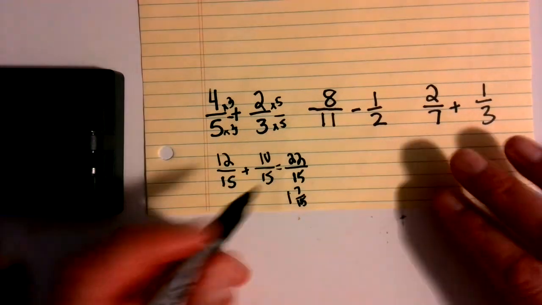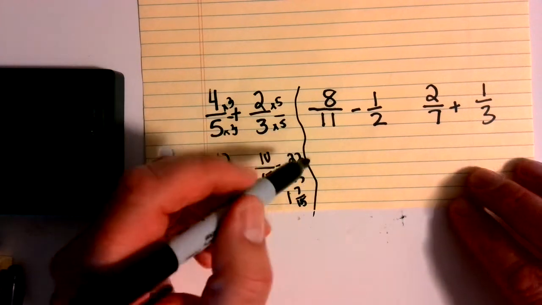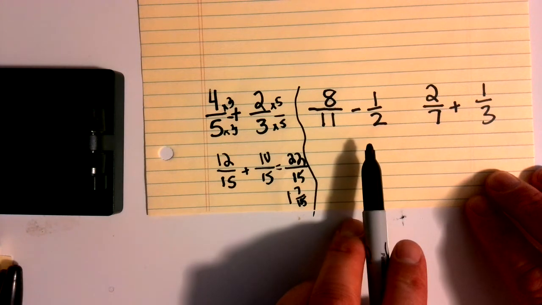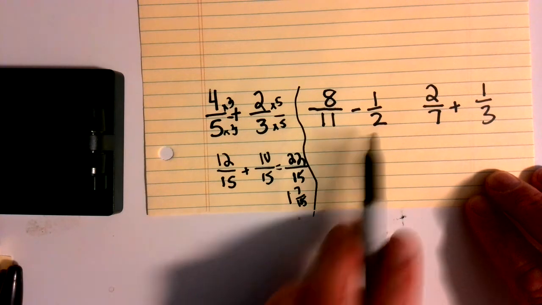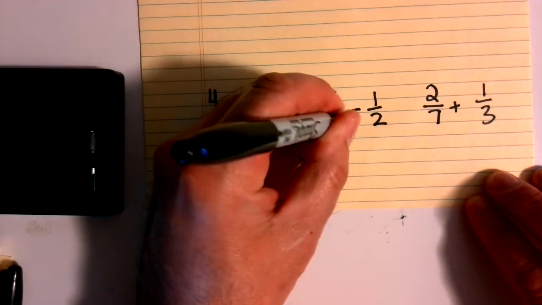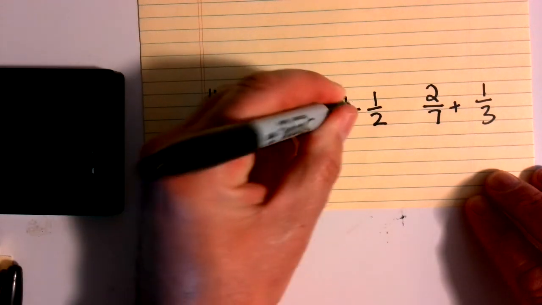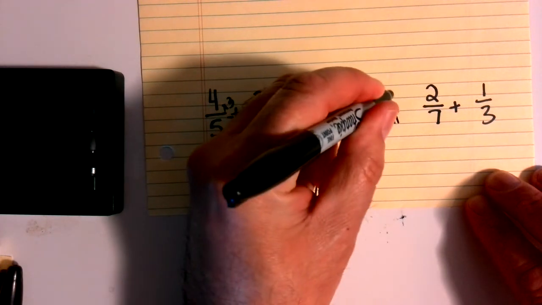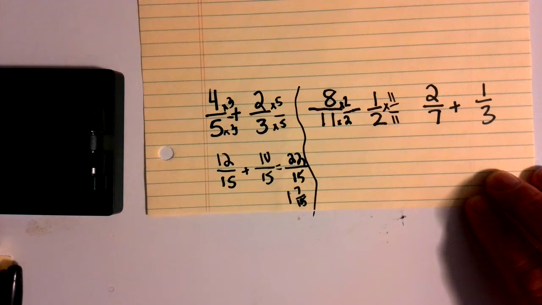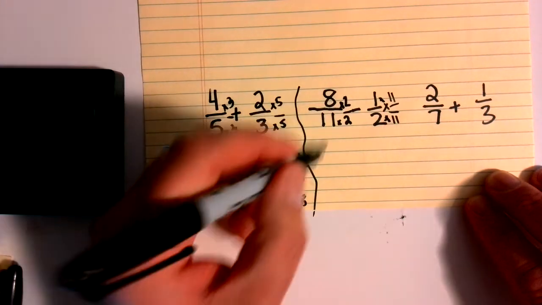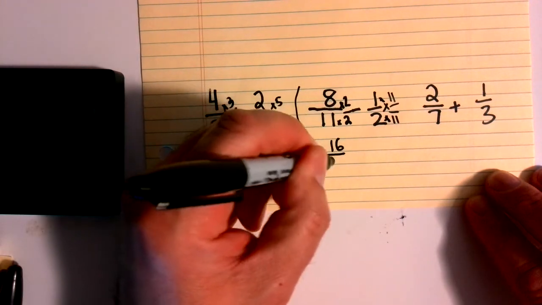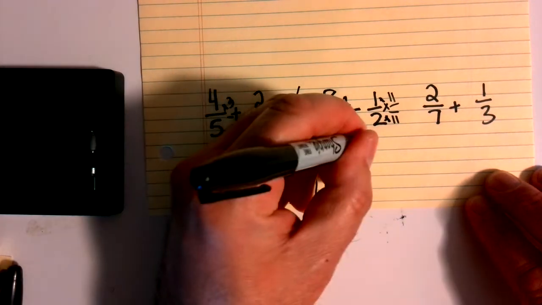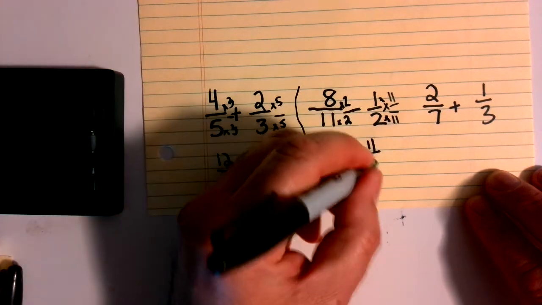I'm going to do a similar situation for this next problem as well. 8/11 minus 1/2. I'm going to find that quick common denominator again and just multiply 2 times 11. So I have to multiply this first fraction by 2 over 2. And then I'm going to multiply the second fraction by 11 over 11. So that's going to give me 16/22. And I'm going to subtract from that 11 times 1 is 11, 11 times 2 is 22.